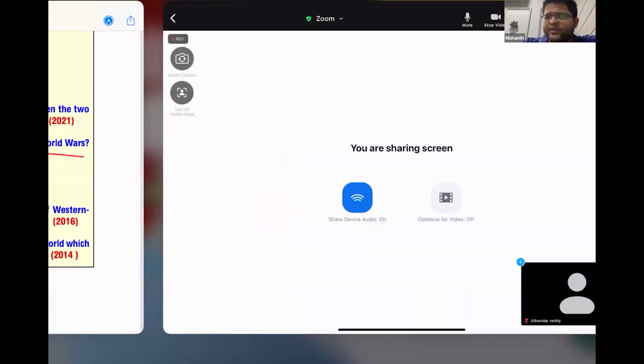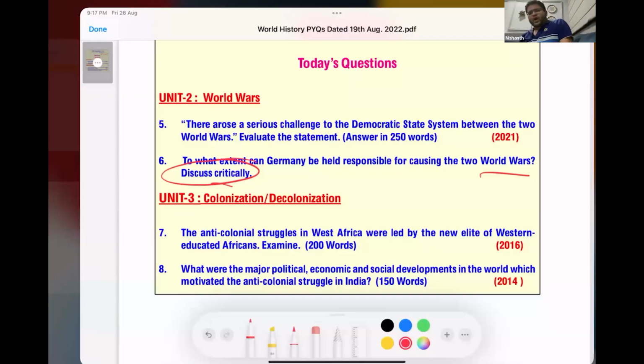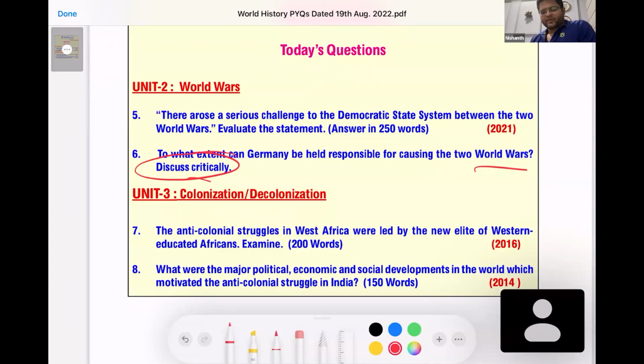So coming to the question, the question says, to what extent can Germany be held responsible for causing the two world wars? Discuss critically. So we all know that Germany definitely has the major guilt in the two world wars. So directly you can say that the role of Germany in the two world wars, which have been a catastrophe on humankind, cannot be denied in the historical context. However, there are many other factors which have played a role in extending this world war.